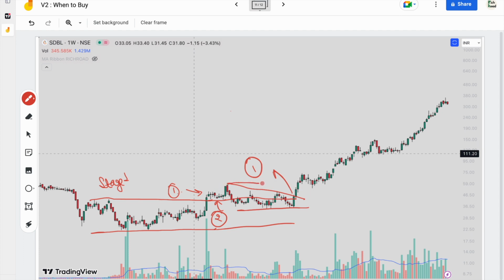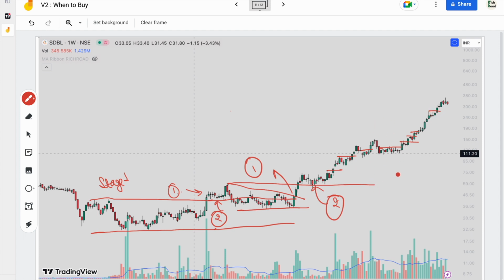And then see what happened. This was the resistance. Right? Pullback happened here. Entry number 2. Now let's see as a trader where you could have bought. As a trader, this was your level 1 and level 2 entry. Second continuation buy. Third continuation buy. Fourth continuation buy. Fifth, sixth, 7th, 8th.